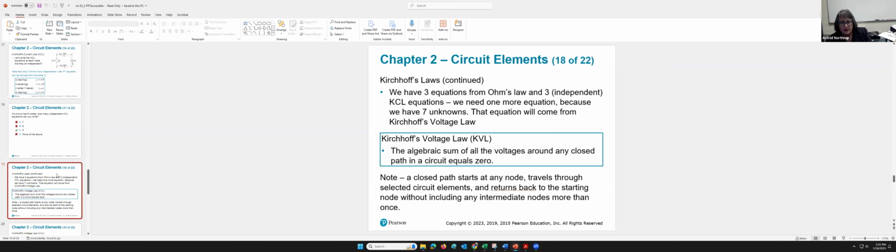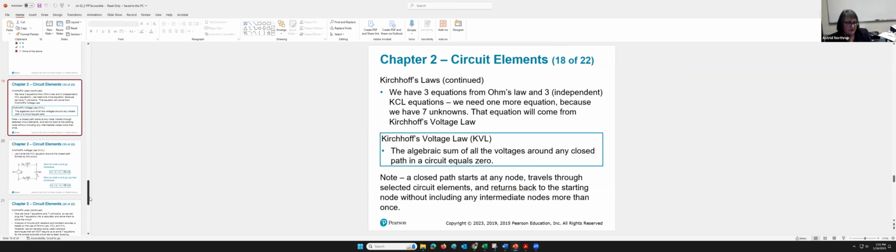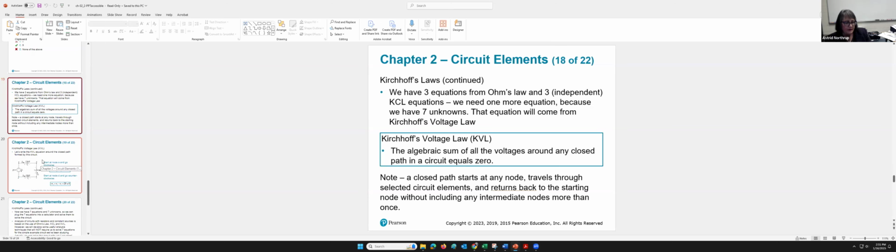Now this is really interesting because even if you have something running in parallel to each other, anytime you have a piece of that that's closed, it's still going to sum to 0. A closed path starts at any node, travels through selected circuit elements, not necessarily all of them, and returns back to the starting node, without including any intermediate nodes more than once. Okay, so the path has to be clean, it has to not cross over itself, but it does not have to be the entire circuit. And the algebraic sum of all the voltages around any closed path in a circuit equals 0.